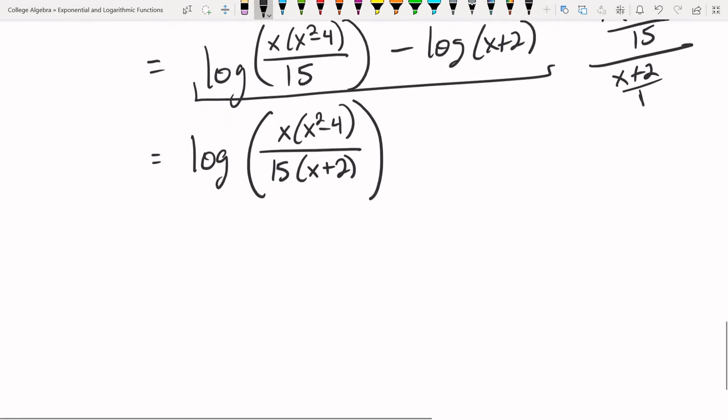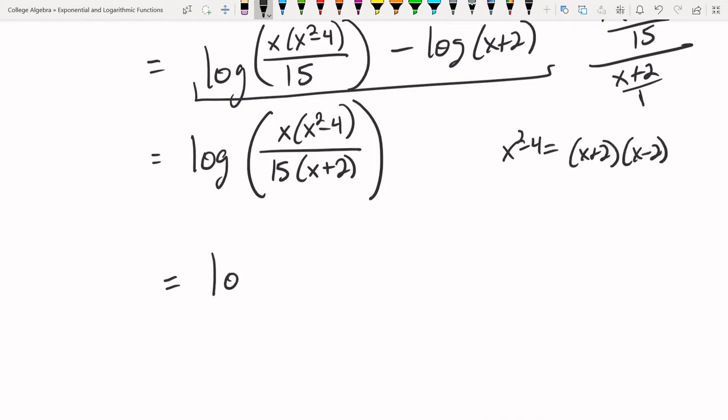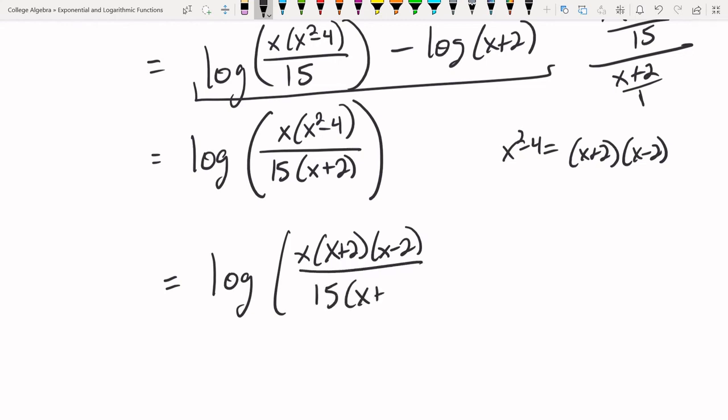Okay, now this is condensed. We have only a single logarithm. However, we can simplify this further. Namely, x squared minus 4 is a difference of two squares. So x squared minus 4 can be factored into x plus 2, x minus 2. So we have x plus 2, x minus 2, over 15, x plus 2. And now we can cancel the x plus 2.